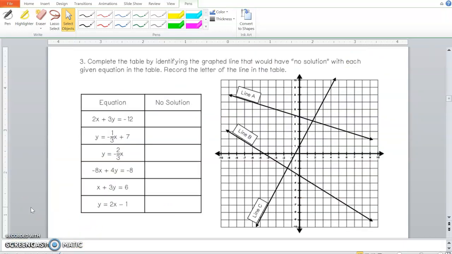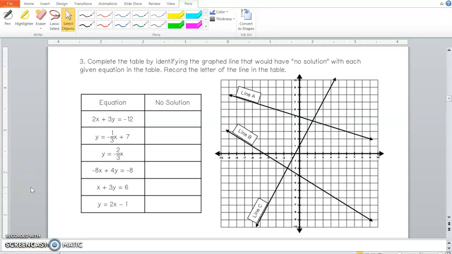Alright, this is a little bit tricky. It's a puzzle for us. Number 3 asks us to complete the table by identifying the graphed line that would have no solution with each given equation in the table. Record the letter of the line in the table. So if we have this equation, 2x plus 3y equals negative 12, we need to figure out if line A, B, or C would have no solution with this. Let's try the first one.